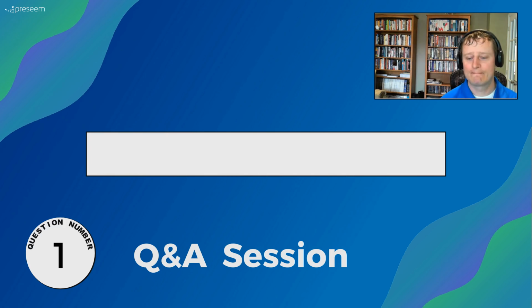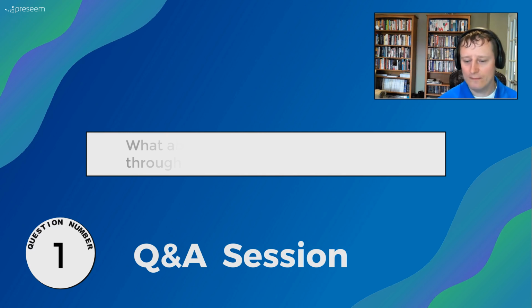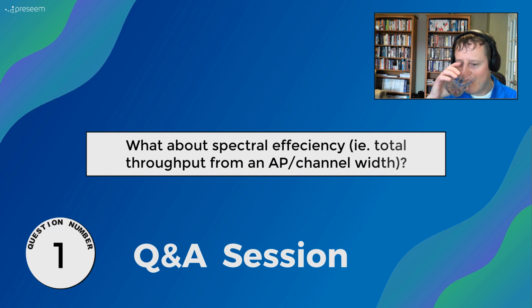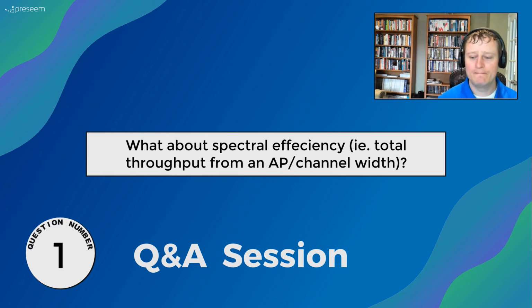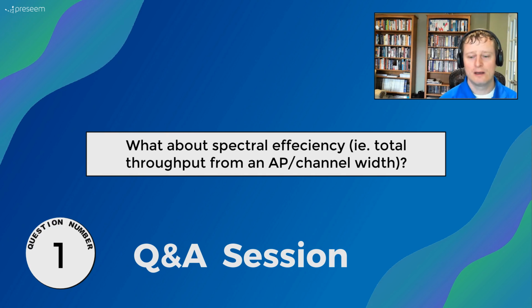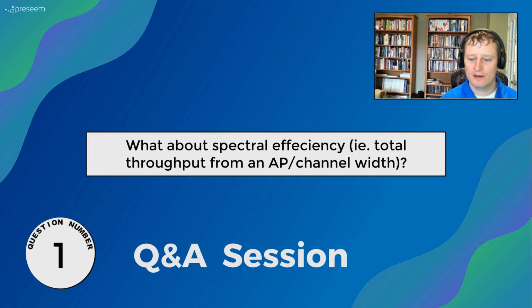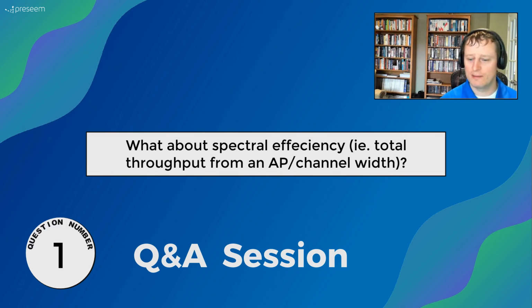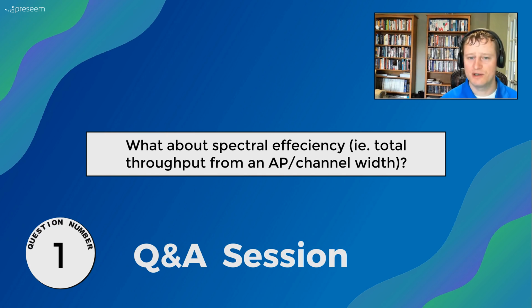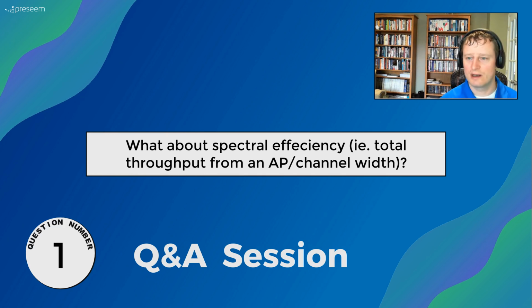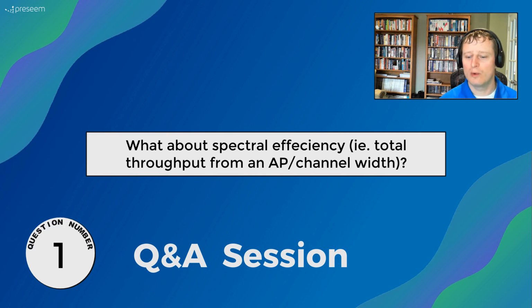Now beginning our Q&A session with the first question. The question is, what about spectral efficiency, i.e. total throughput from an AP per channel width? Yeah, so we do have, you guys will be able to open it up right now. I'm not sure if I can open that up and jump to it. That's actually an interesting idea. Can I? Well, we'll go back to that in a second.